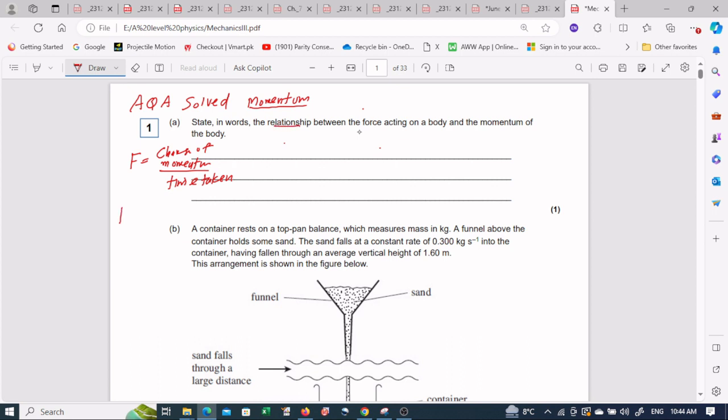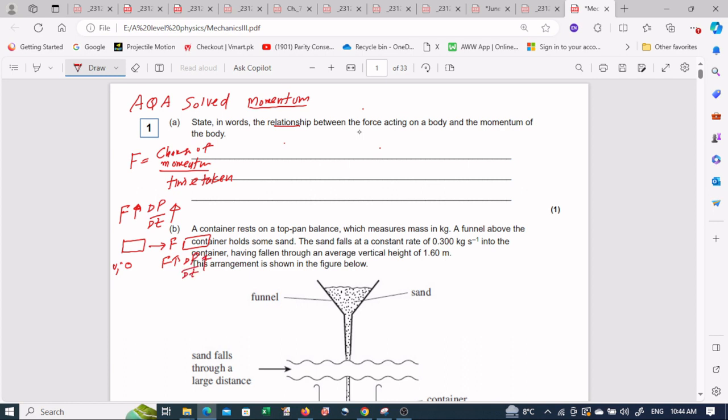So if you increase the force, the rate of change of momentum must also increase. What does it mean? It means if you increase the force, the momentum of the object changes with respect to time. For example, if an object is at rest, its momentum is zero. Initial momentum is zero. Now you apply some force on this object. When this object moves, when we increase the force, momentum also increases with respect to time.